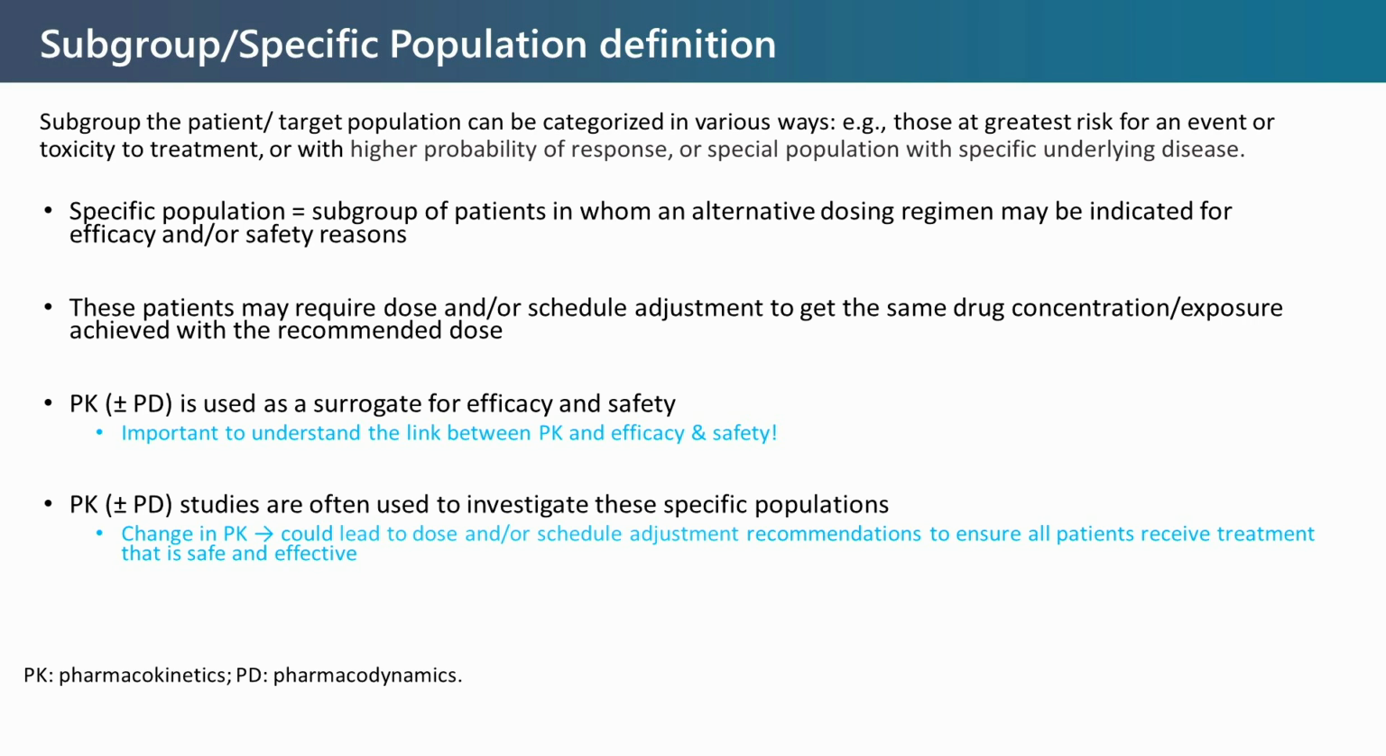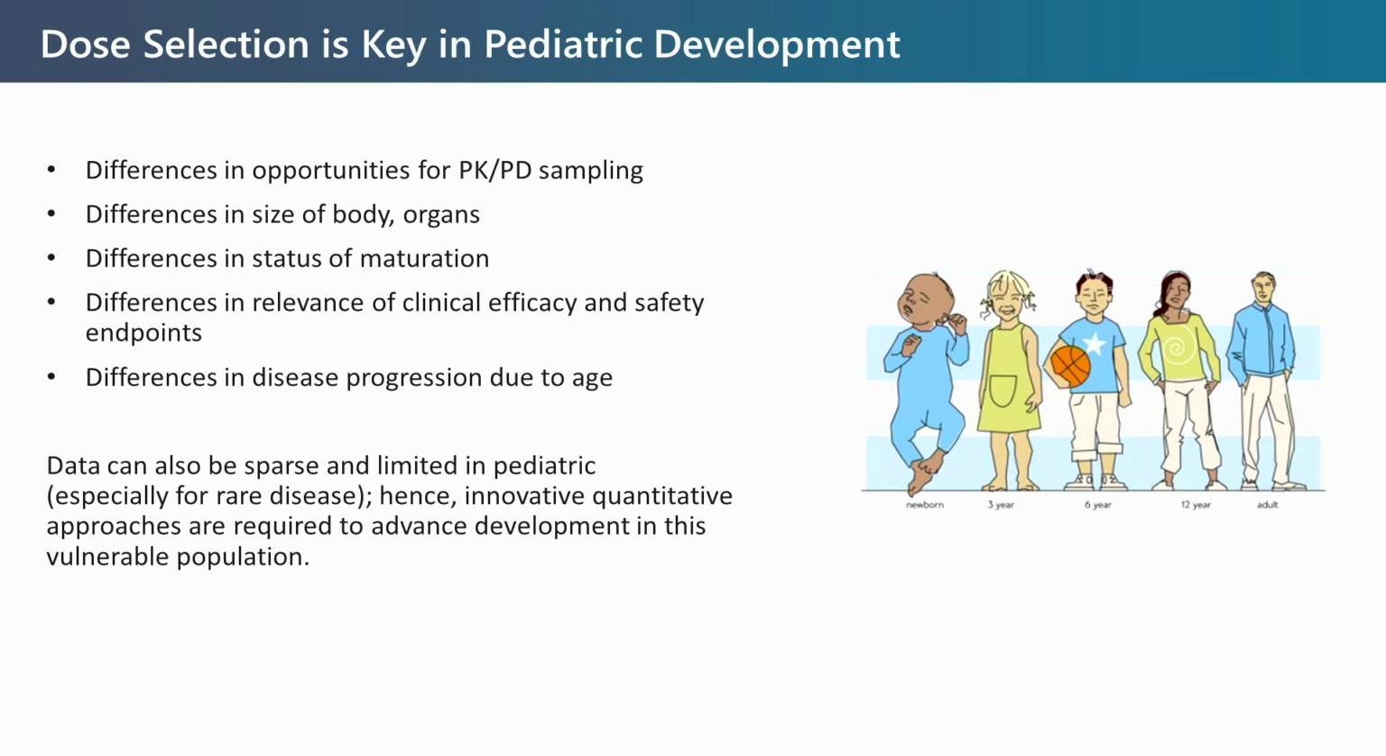In this case, PK and sometimes PD are used as surrogates for efficacy and safety, and a dose is identified that achieves a certain drug exposure or PD effect. Dose selection is key and especially challenging in pediatric development. This is because we will need to consider the differences in opportunities for PK or PD sampling, differences in the size of the body and organs, differences in the status of maturation, differences in the relevance of clinical efficacy and safety endpoints, and differences in disease progression due to age.